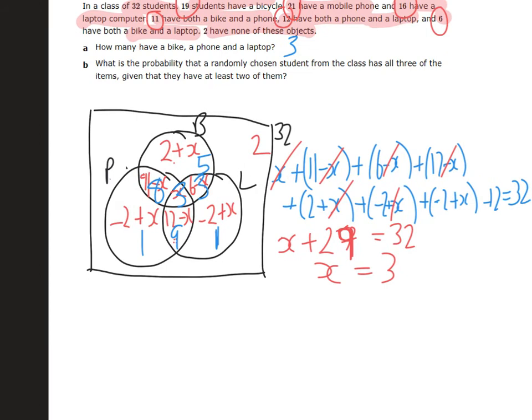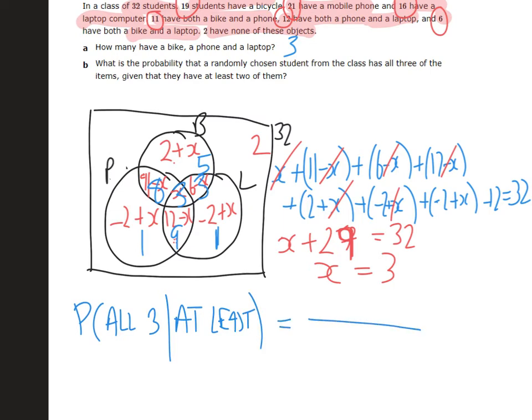Part B, what is the probability that a randomly chosen student from the class has all 3 items, given that they have at least 2 of the items. So we want the probability of all 3, given that at least 2. Draw around the fraction. So which sections have at least 2? Well, these have at least 2, these have at least 2, these have at least 2, and these have at least 2. So these 4 numbers, I'm going to put those 4 numbers in the bottom.